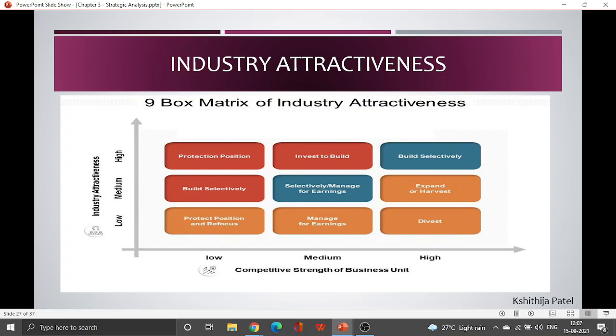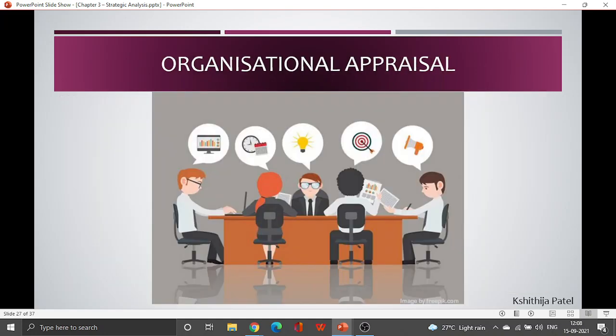We concluded the last session by discussing the 9-box matrix of industry attractiveness, where on the y-axis we had industry attractiveness and on the x-axis, as you can see, we have the competitive strength of the business unit, and each one of those we had discussed. From today's session onwards, we shall discuss organizational appraisal, what this organizational appraisal is all about, and why we have to know what it is.